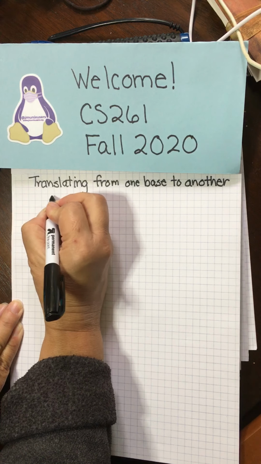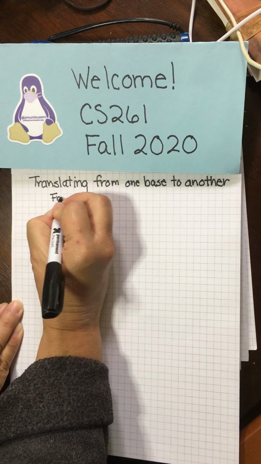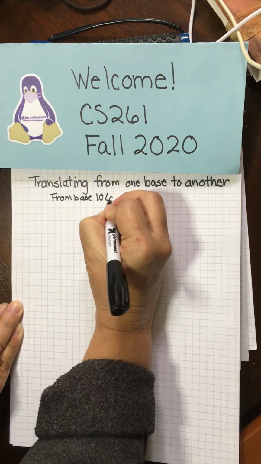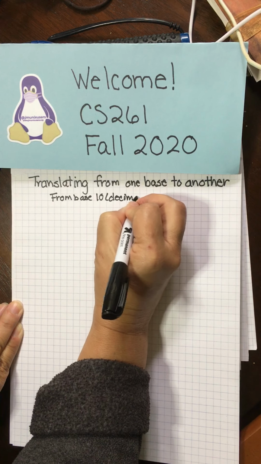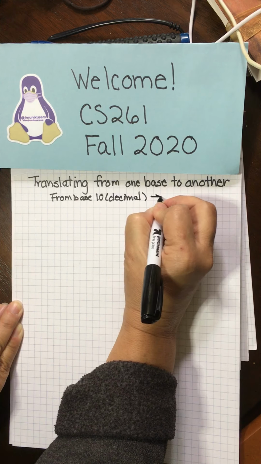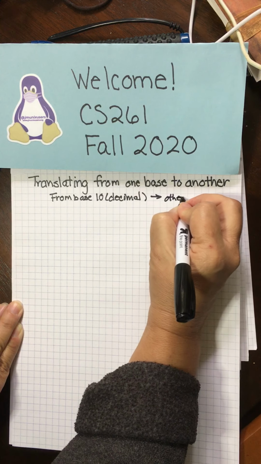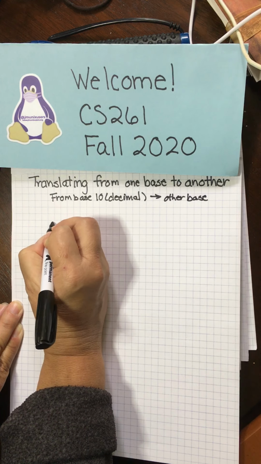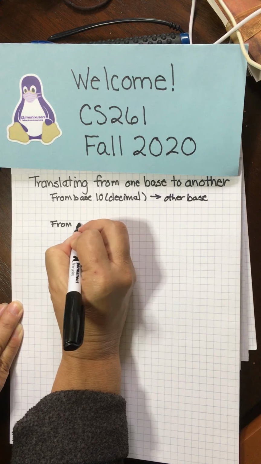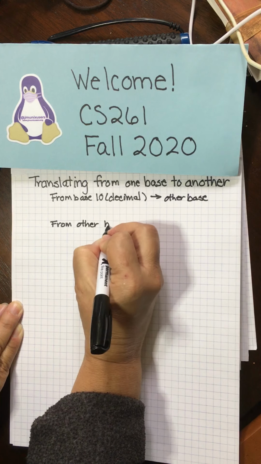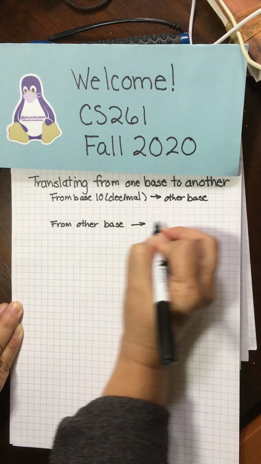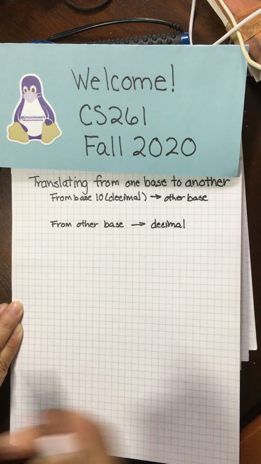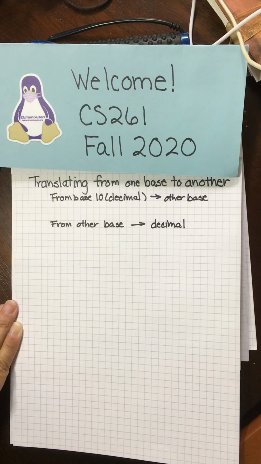Basically, we can think of this big picture as translating from base 10, or decimal, to some other base. Or we can think of it as going the other direction, from some other base to decimal. In the big picture, that's the two scenarios that we have, because we're trying to get into decimal or from decimal, which we're already familiar with.